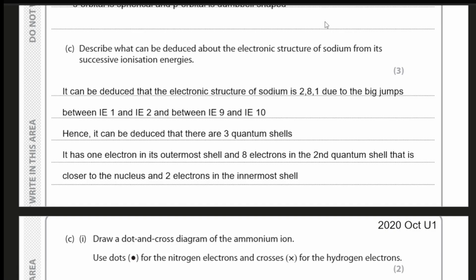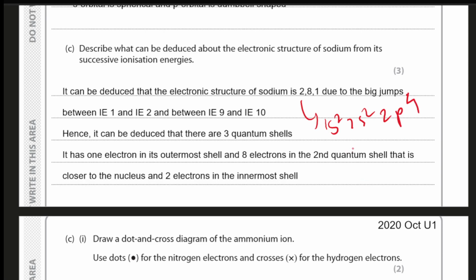Again, describe what can be deduced about the electronic structure of sodium from its successive ionization energies. Well, if we check out the electronic configuration, it is 2,8,1. Now obviously what's going to happen, it is going to be 1s2, 2s2, 2p6, 3s1 to be exact.